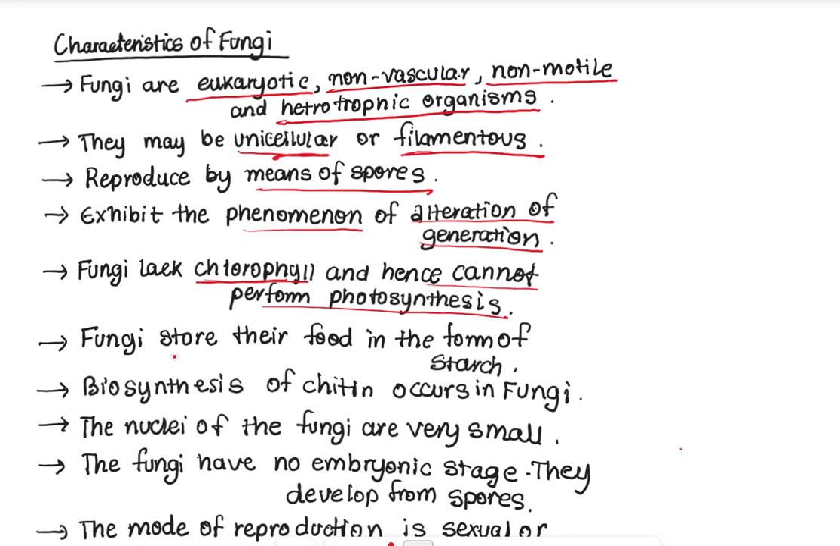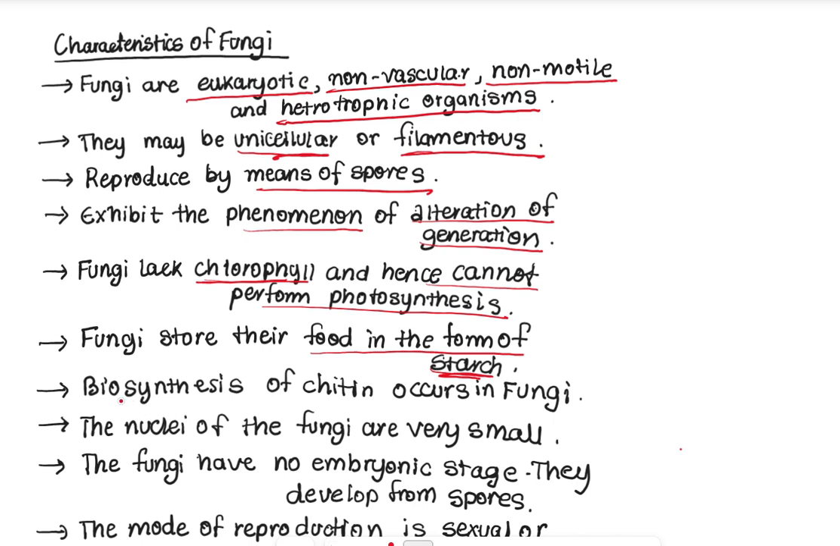Moving on, fungi store their food in the form of starch that is known as glycogen. Glycogen is the stored form of food energy in fungi, similar to animals. Now, an interesting fact is that this is one reason fungi are more closely related to animals than plants.